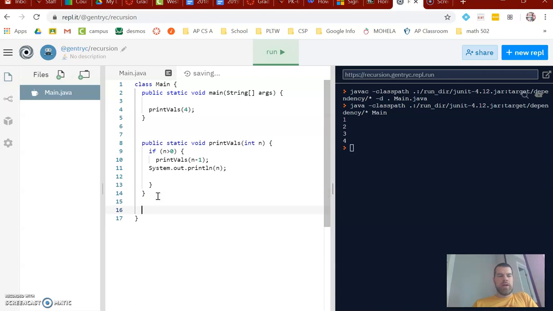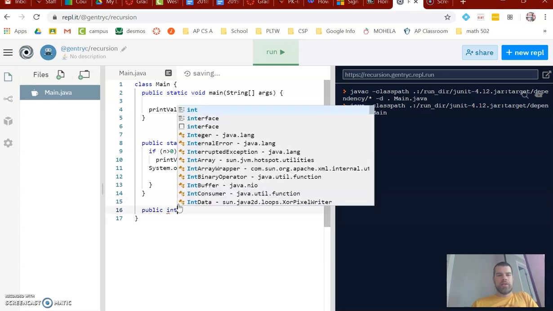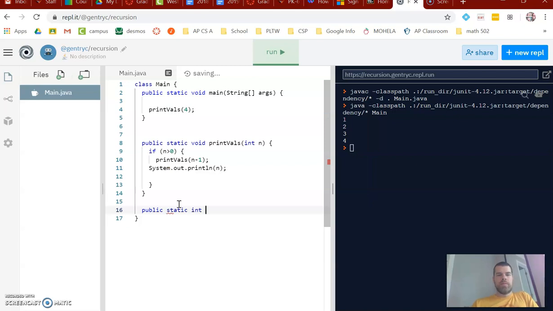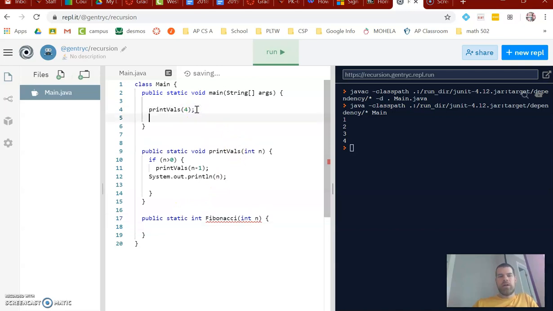All right, quickly we're going to write a little Fibonacci function here. So this one is going to return an integer. So again, we're asking for the nth Fibonacci number. So when I call it, I will do system.out.print Fibonacci, and let's say we want the 7th Fibonacci number. Okay. So this is where maybe it gets a little hard to wrap your head around.